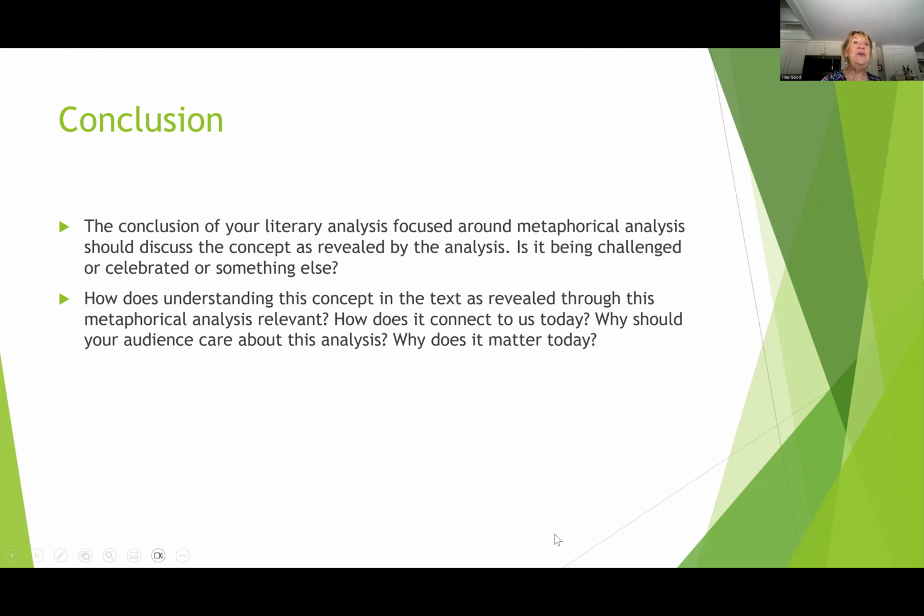Okay. So then when you're writing your conclusion, what you don't want to do is sum up your argument. Instead, you want to show its relevance to today, right? So again, you were going, is it being challenged or celebrated or something else, but then in determining that, listen, this text was written 100 years ago. Why is it still relevant today?